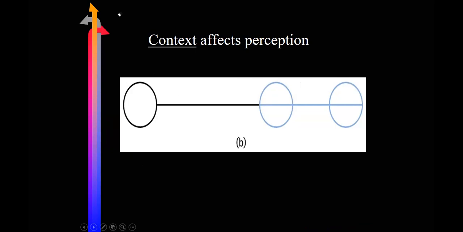The context in which we see things also influences how we perceive them. If you look at this illustration here, which line appears to be longer, the black line or the blue line? Most people say the black line looks longer. Why does it look longer? It's not longer. It's exactly the same as the blue one. It looks longer because the context, the surroundings, are different. So context affects perception.